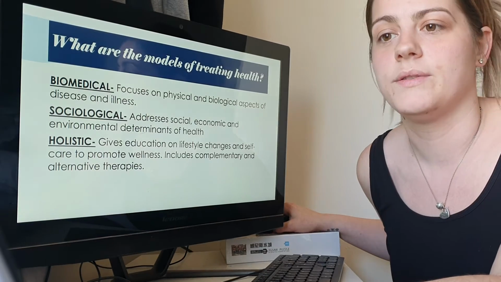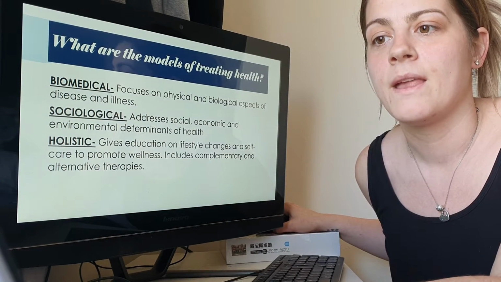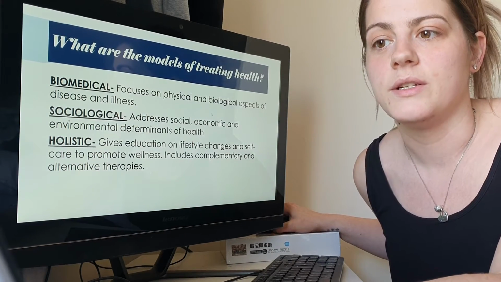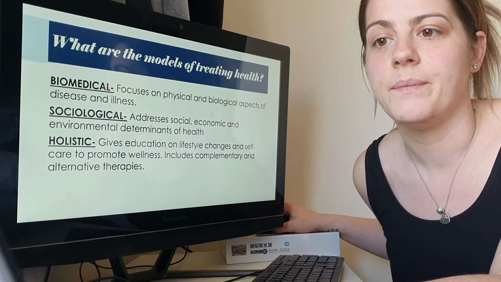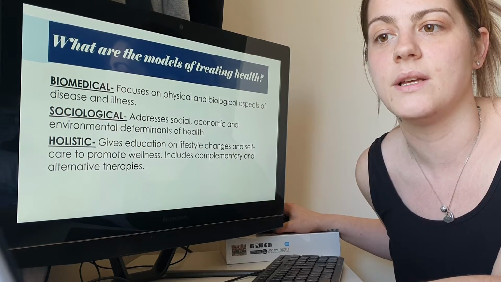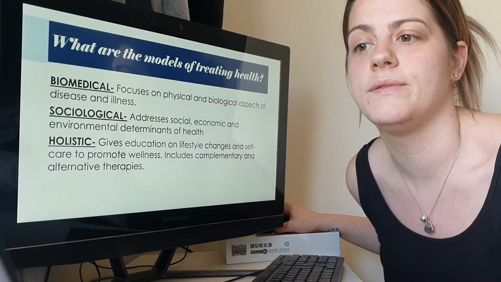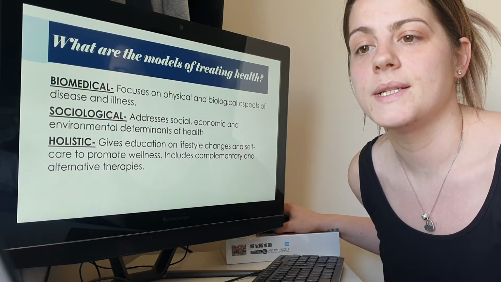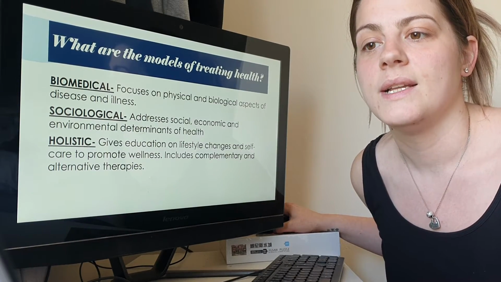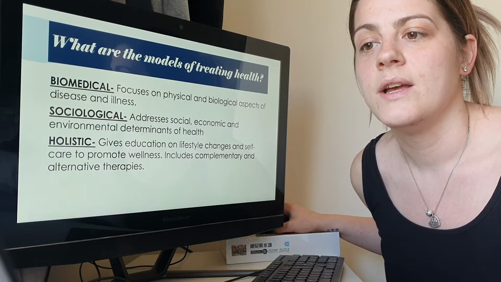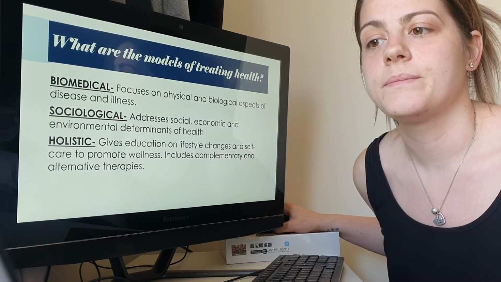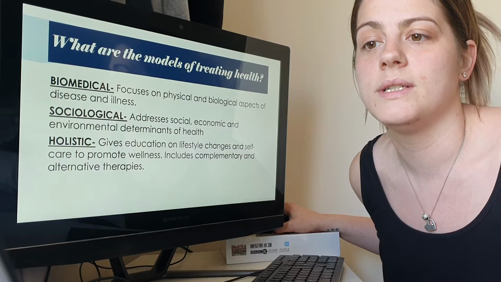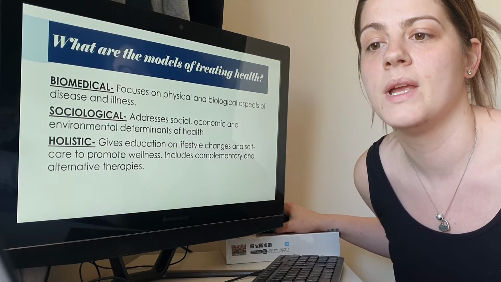So what are the models for treating ill health? There's biomedical, sociological and holistic. Biomedical focuses on the physical or biomedical aspects of disease and illness. It is practiced by healthcare professionals and is associated with diagnosis, cure and treatment of disease, and patients are then given clinical diagnosis and treatment.